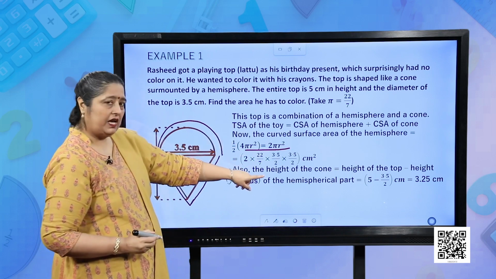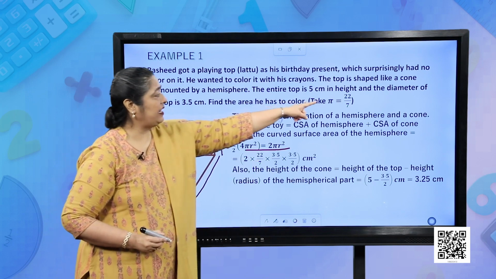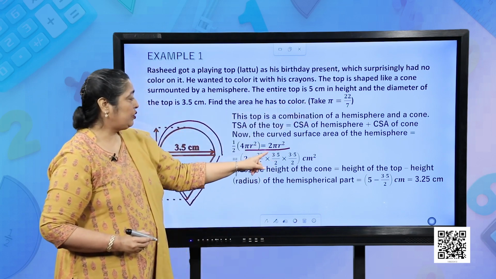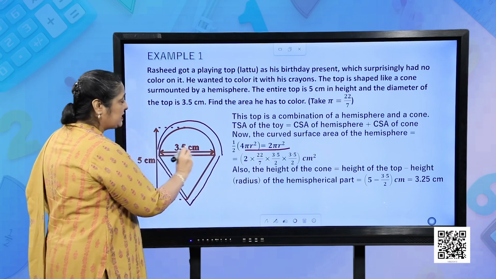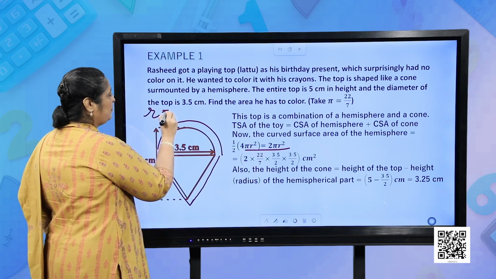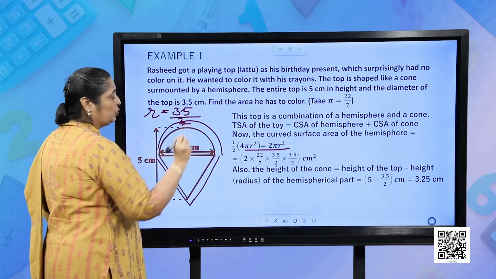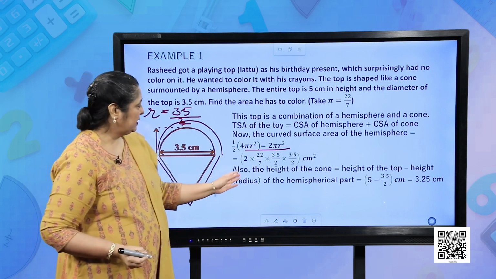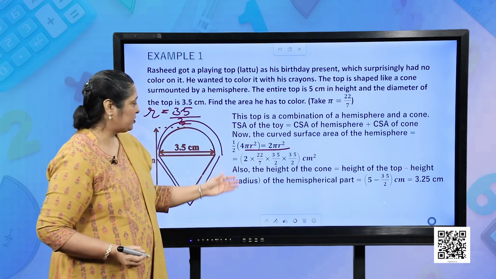So, applying the formula, we have 2 into 22 by 7, that is the value of pi, into 3.5 by 2. Why 3.5 by 2? Because diameter is 3.5. So, radius will be 3.5 divided by 2, right, into again 3.5 divided by 2 centimeter square.